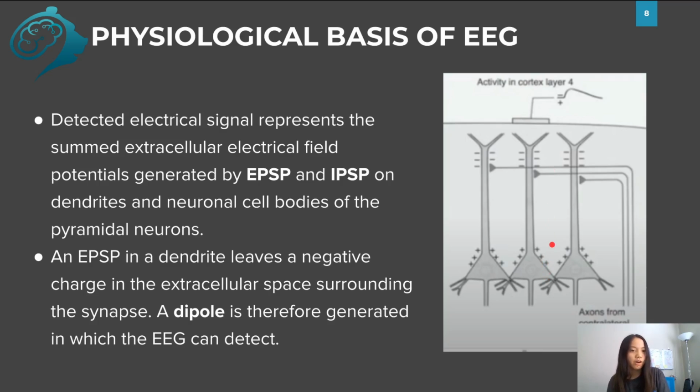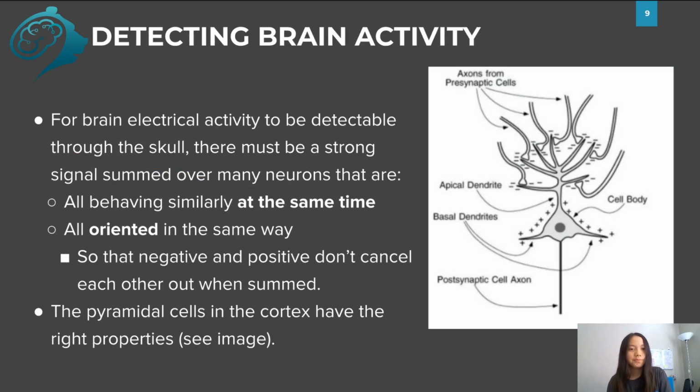Dipoles are a pair of equal and oppositely charged or magnetized poles separated by a distance that can be identified by the electrodes placed over the scalp. Signals cannot be detected from single neurons because the potentials are far from the scalp and have a very small magnitude. So the signal detected is the summation of all the dipoles created at each of the thousands of neurons.